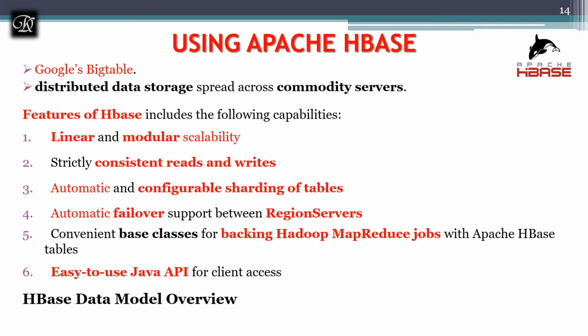Next, the last component they have highlighted over here is Apache HBase. Apache HBase is an open source, distributed, versioned, non-relational database modeled after Google's Bigtable. Google has come up with their own kind of database structure, which they call Bigtable. Similar to that, Apache has come up with their own tool, which they call HBase, which is a distributed, versioned, non-relational database.